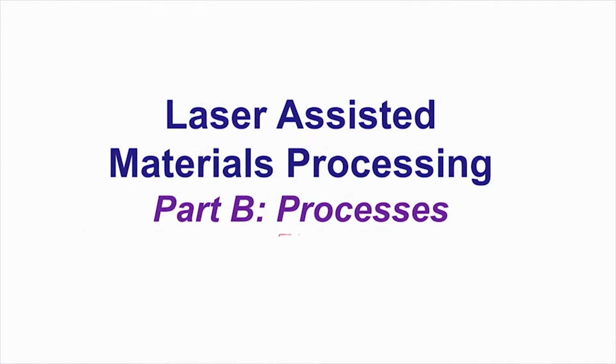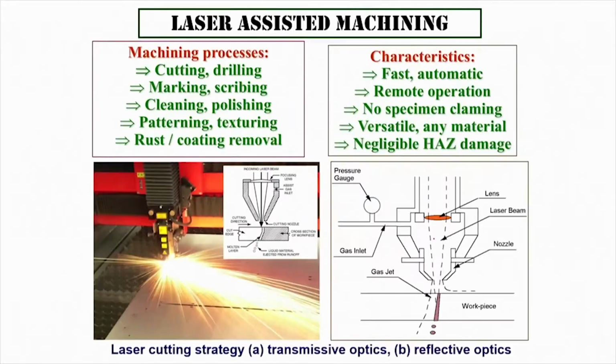Now, having understood these fundamentals of laser material processing, we would like to concentrate on the various types of processes that we can do using laser. So in this part B, the first and foremost is material removal.